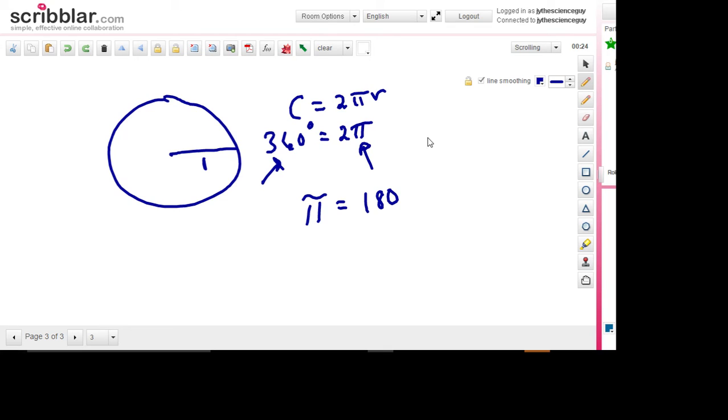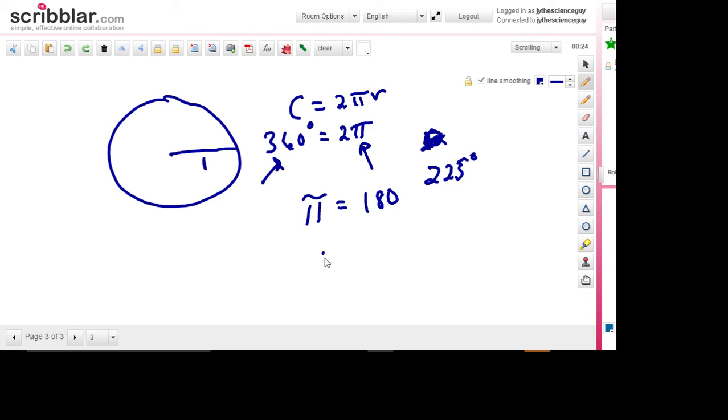So let's say I have 225 degrees and I want to convert it to radians. So I can make this a form of 1. Pi over 180 is equal to 1. Do you see how I got that?